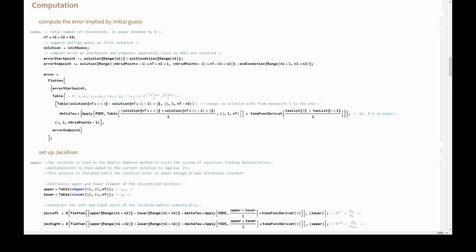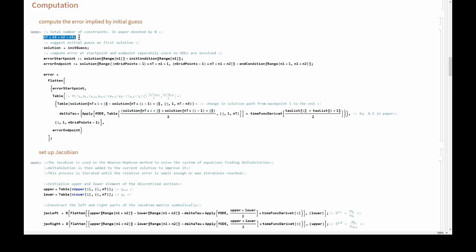Now the computational part of the algorithm. First we need to compute the error we imply with our initial guess. Because if you remember the initial guess, we said there's this linear trajectory into the steady state. But of course this will be wrong. So what's the error we imply with our initial guess?